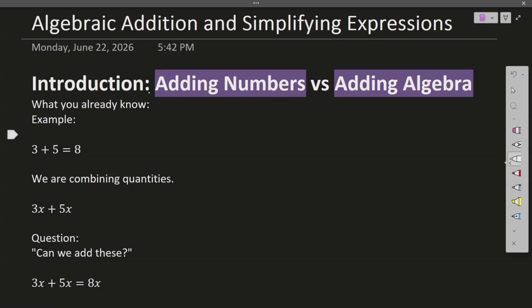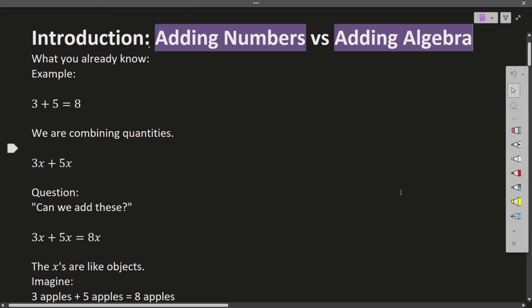Welcome to Engineer Explains. This is part 2 of our Algebraic course. So in this video, we will be learning algebraic addition and simplifying of expressions. Okay, and so in our previous video, we already introduced what algebra really is and how it is useful in real life. And so in this video, we will be introducing adding numbers versus adding algebra.